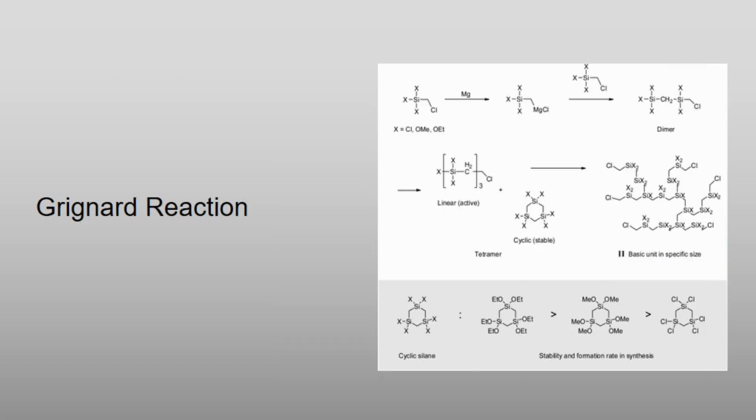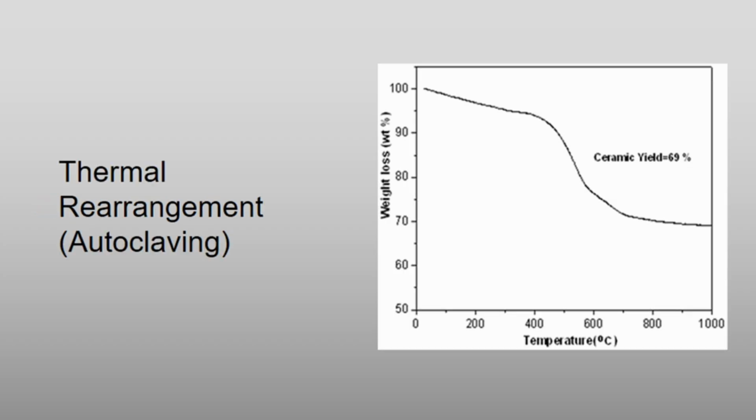Grignard reaction. The chlorosilanes undergo chemical synthesis to create polydimethylsilane, a solid precursor polymer. These detailed reaction schematics illustrate the steps of Grignard polycondensation, step growth mechanism, structural variations, and potential side reactions during synthesis. Thermal rearrangement autoclaving. Polydimethylsilane is placed into a high-pressure autoclave at roughly 450 degrees Celsius.